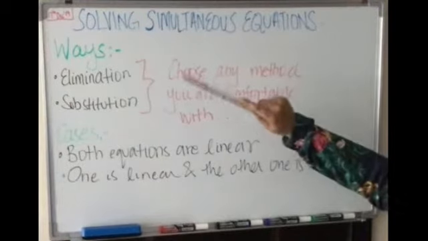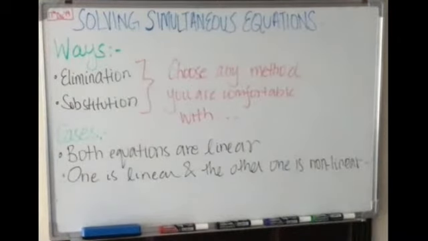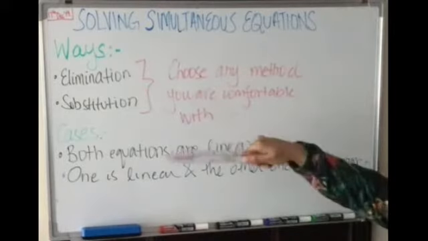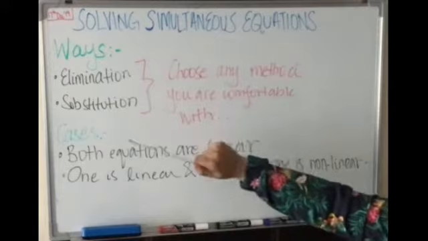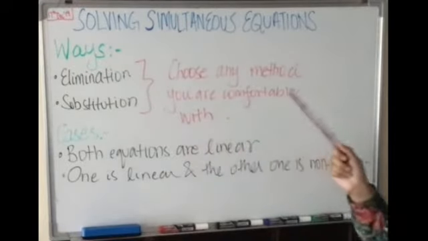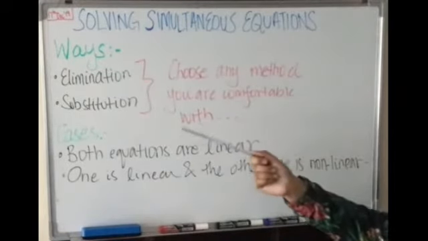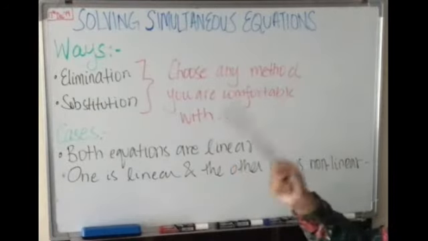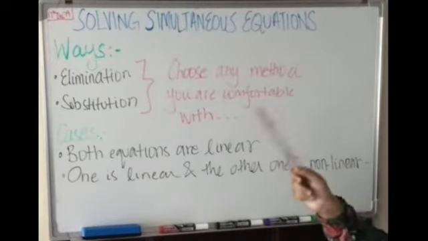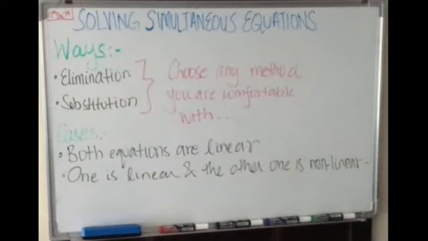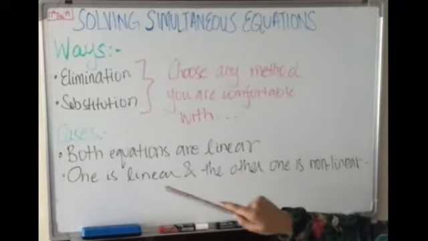Okay, so today our topic is one of the easiest topics, that is simultaneous equations. And there are two ways to solve simultaneous equations. You can use elimination or substitution, and it doesn't matter which method you use. Both of the methods are really easy, and it depends upon the question really. So choose any method you are comfortable with, and we're going to solve two types of questions today.